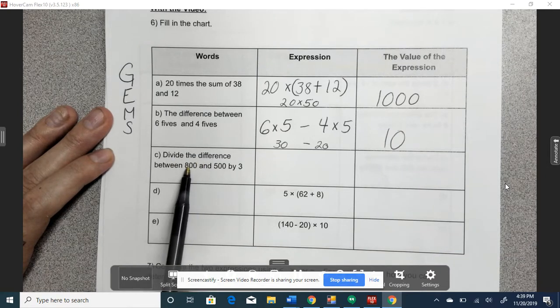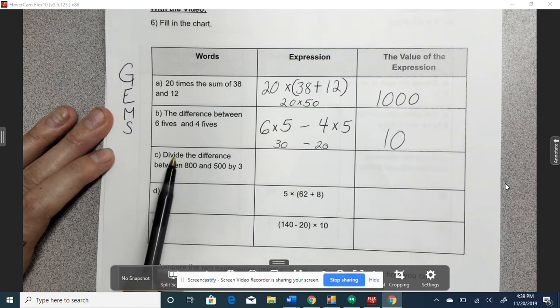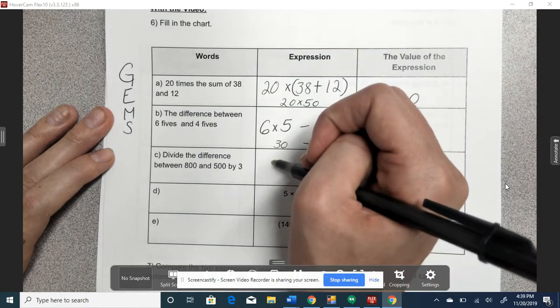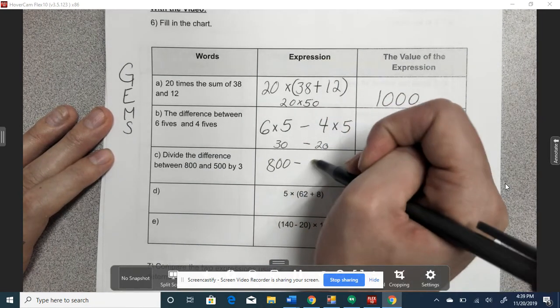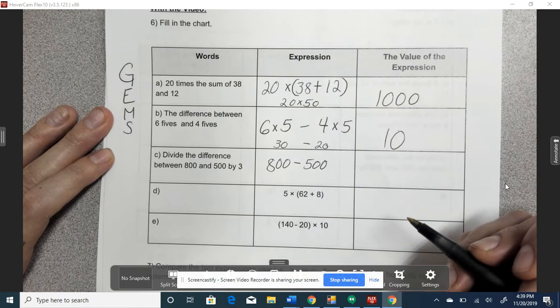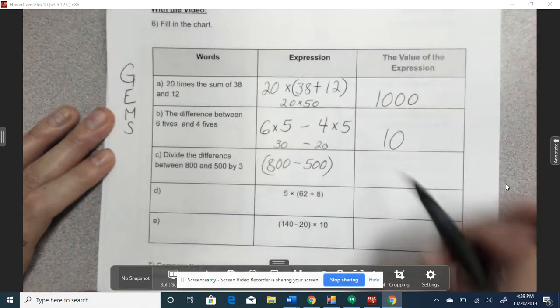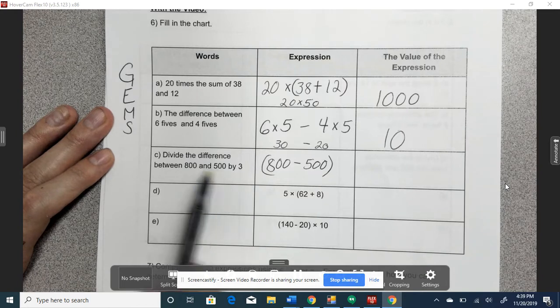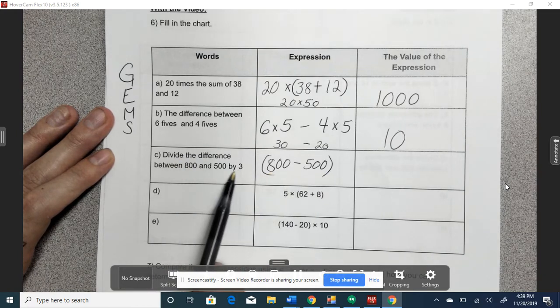Divide the difference between 800 and 500 by 3. This is a hard one. I'm going to be dividing the answer to a subtraction problem. So I need to find the answer to the subtraction problem first. So I'm going to be subtracting 800 minus 500. And to find the answer first, I need to put it in parentheses. And now I'm dividing this answer by 3.